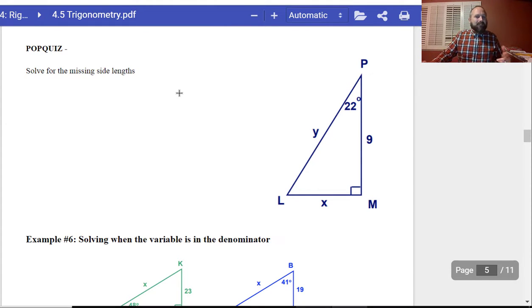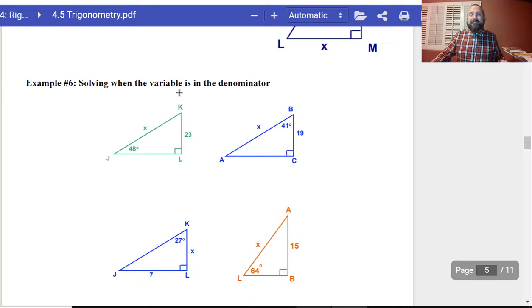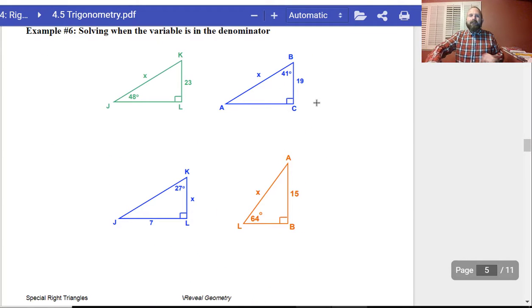All right, guys. Let's go on to the last one, and let's see if we can get this under 10 minutes. We are at 8 minutes and 20 seconds now. So, let's do the right one right here. Solve when the variable is in the denominator. Once again, I understand that I'm going to figure out this is the hypotenuse, and we have adjacent. I look at it, I know hypotenuse and adjacent is the cosine. So I'm going to say the cosine of 41 is equal to the adjacent 19 over the hypotenuse.